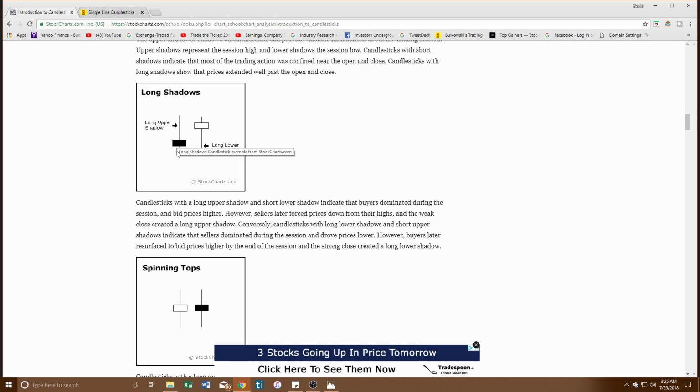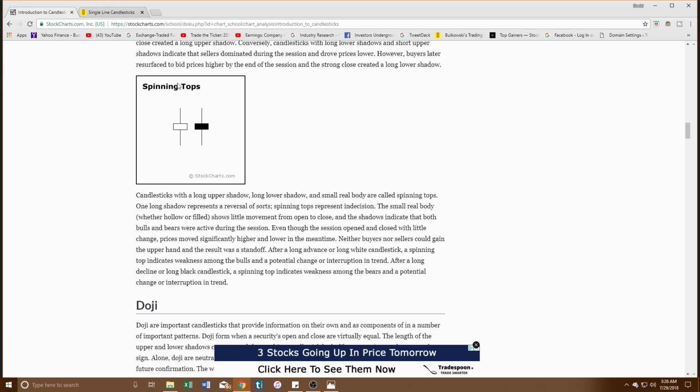So what it's saying here is this opened right here and price moved up and then it came right back down. Whenever you see a wick on a candle, the price moved in that direction and it came right back. Spinning tops. Spinning tops are these right here.